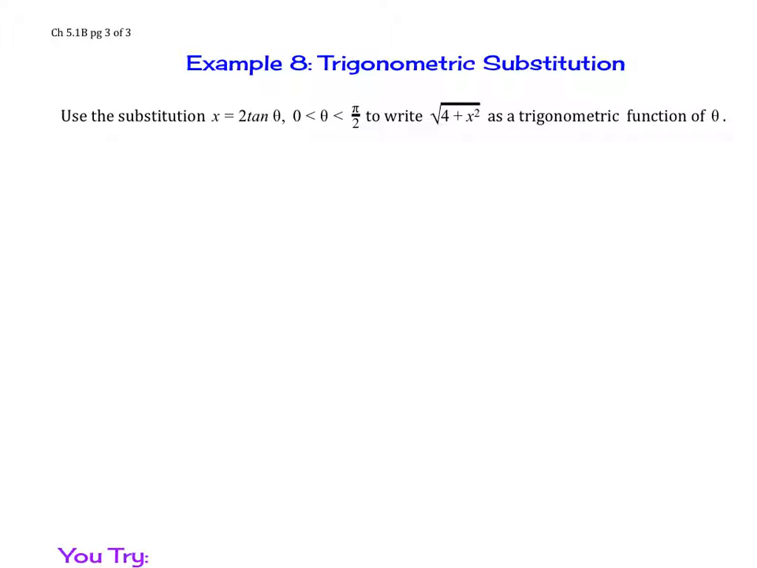Let's do some trig substitution. So we're going to use the substitution x equals 2 tangent of theta, and theta is between 0 and pi over 2, to write the square root of 4 plus x squared as a trigonometric function of theta. So let's first write square root of 4 plus x squared. And then we're going to plug in this 2 tan of theta for x in here. So this becomes the square root of 4 plus (2 tangent of theta) squared.